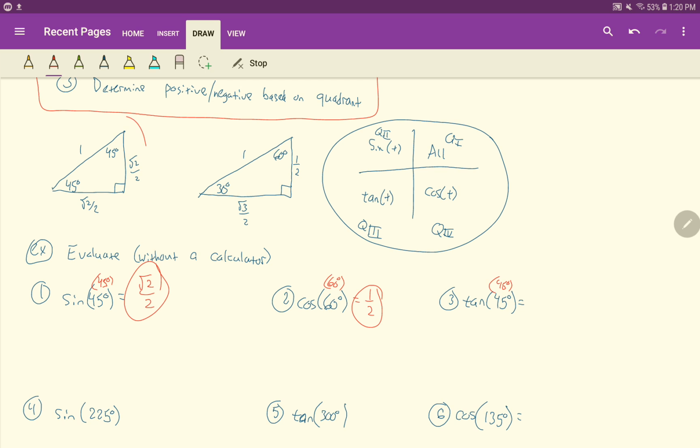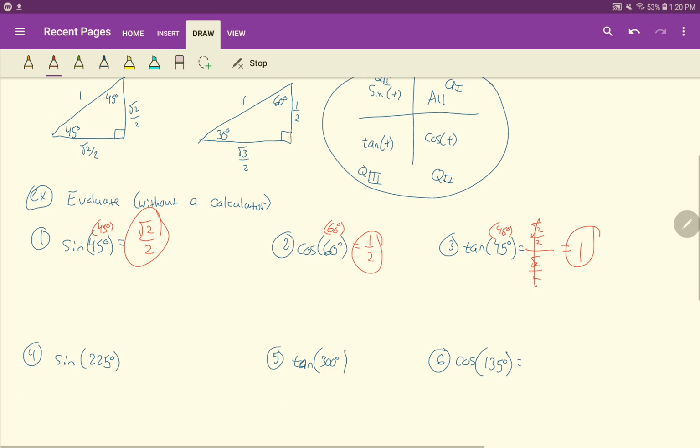So tangent, we're going to use our triangle right here. Tangent is the opposite leg over the adjacent leg, so it's root 2 over 2 over root 2 over 2, but they're the same thing. They just cancel out and give us 1, okay? We're in the first quadrant because that original angle was 45 degrees. All the trig functions are positive there, and so it just stays a positive 1.